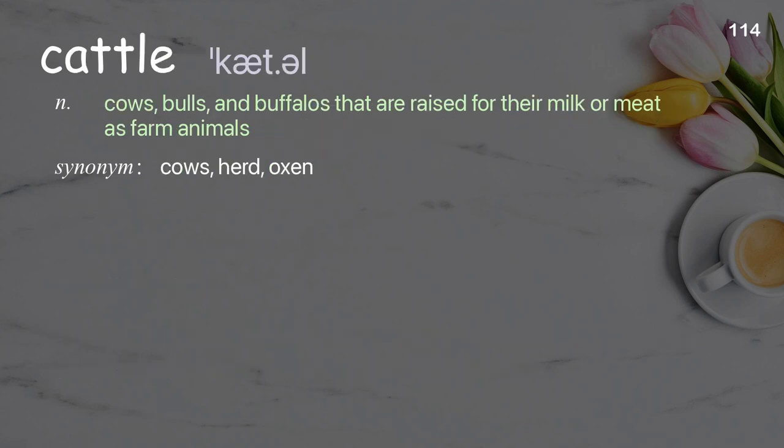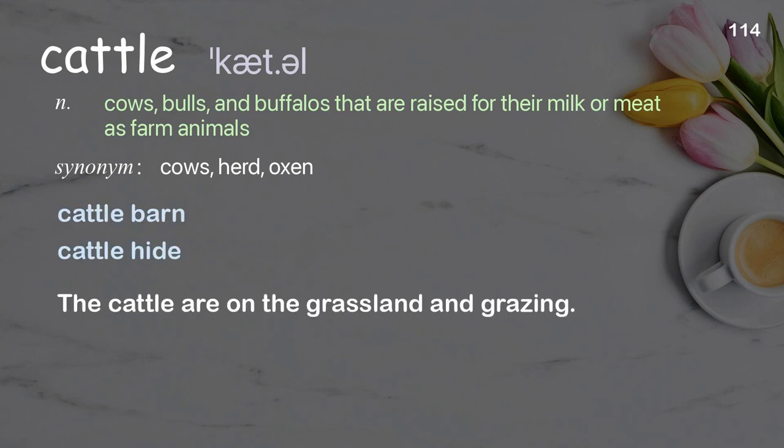Cattle. Cows, bulls, and buffaloes that are raised for their milk or meat as farm animals. Examples: cattle barn, cattle hide. The cattle are on the grassland and grazing.